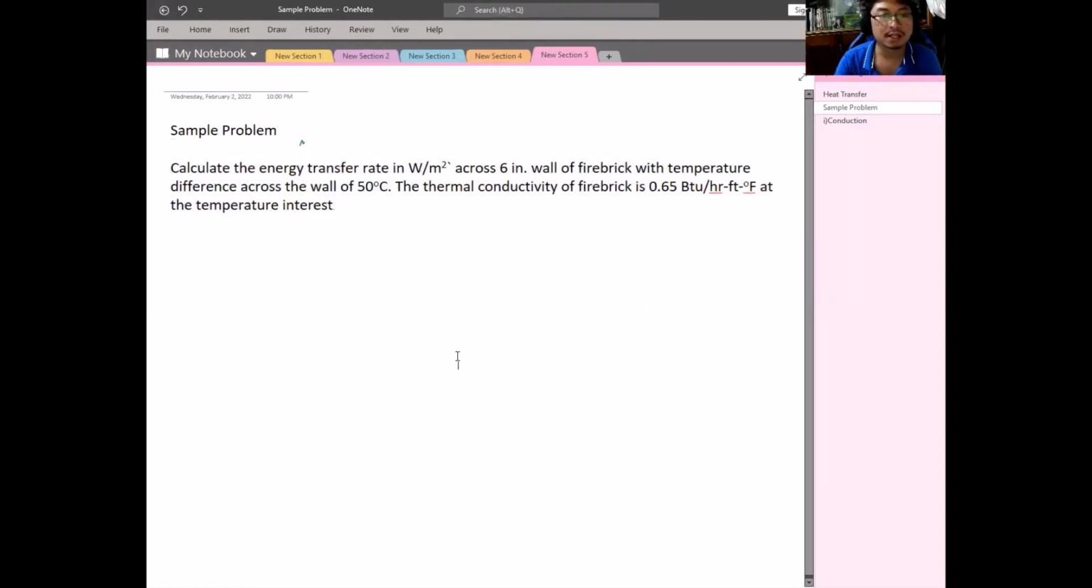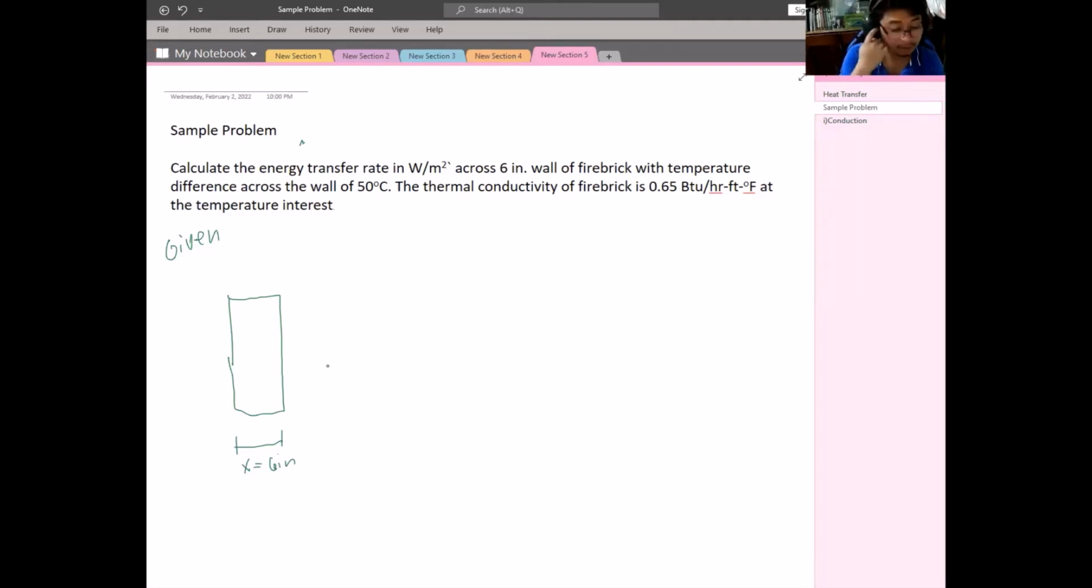Calculate the energy transfer rate in watts per meter squared, the heat transfer rate across a 6 inch wall of firebrick. This is the given. So, let me illustrate first. Let's say this is the wall, the thickness is 6 inches, so x is equal to 6 inches, with a temperature difference across the wall of 50 degrees Celsius. Temperature difference na yung binigay, hindi na si T1 and T2. Napakabait ng problem, no?